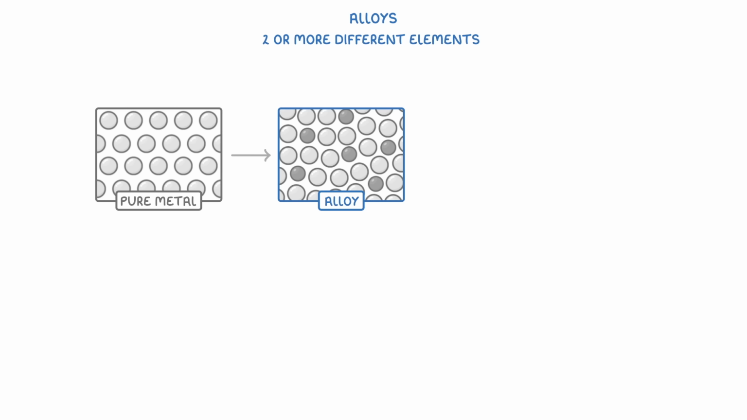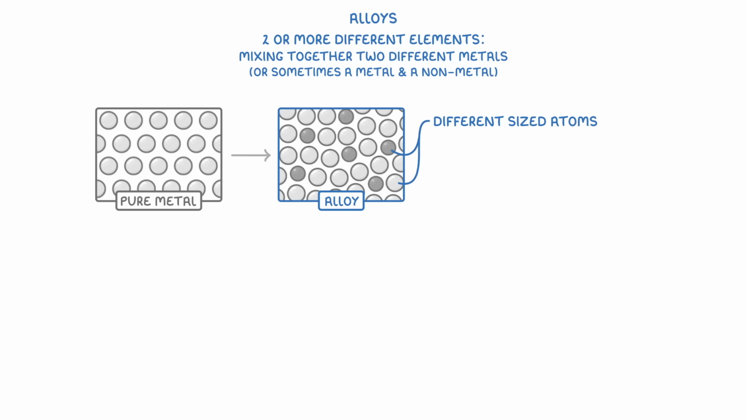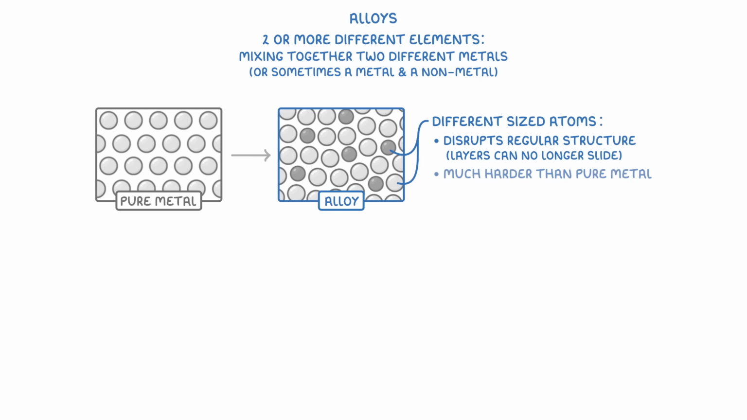If we want a harder metal that won't bend so easily, then we can make alloys, which contain two or more different elements. We make these either by mixing together two different metals, or sometimes a metal and a nonmetal. And we generally pick elements that have different sized atoms. The reason that this helps is that the combination of different sized atoms disrupts the metal's regular structure, and means that the layers can no longer slide over one another, making the alloy much harder than pure metal.